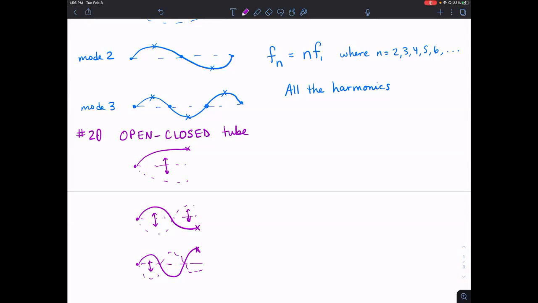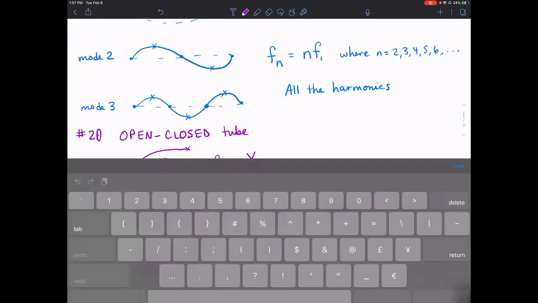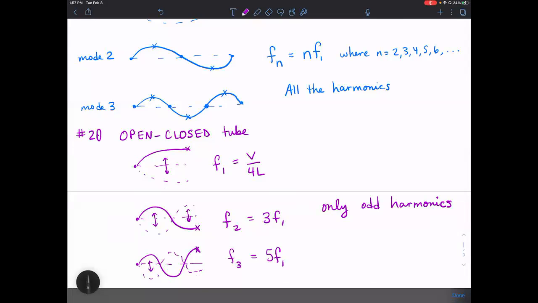For this open closed tube, because only a quarter of a wavelength fits in a tube of length L, F1 for this case is V divided by 4L. And then here, 3/4 of a wavelength fits, and then 5/4 fits. So for this one, F2 is 3F1, and F3 is 5F1. So for this case, you have only the odd harmonics, only odd numbers times the fundamental. All right, so that is number 20.